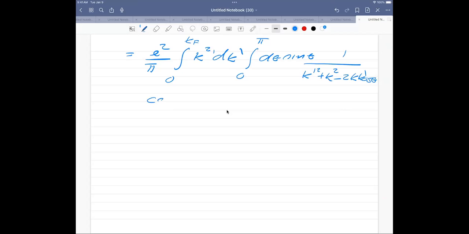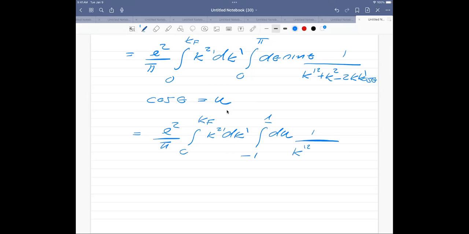And now I change variables. So I do cosine theta is equal to u as I did before. And then I get a new integral, which goes like e squared divided by pi, 0 to kf. And then I have my k prime squared dk prime. And now I have an integral from -1 to +1 due to the change of variables. I have a du, and this is multiplied with 1 over k squared plus k prime squared minus 2k prime times k, and this is times u.